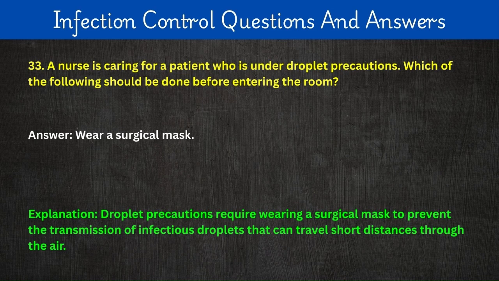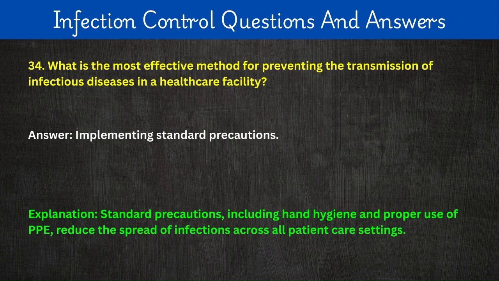33. A nurse is caring for a patient who is under droplet precautions. Which of the following should be done before entering the room? Answer: Wear a surgical mask. Explanation: Droplet precautions require wearing a surgical mask to prevent the transmission of infectious droplets that can travel short distances through the air.